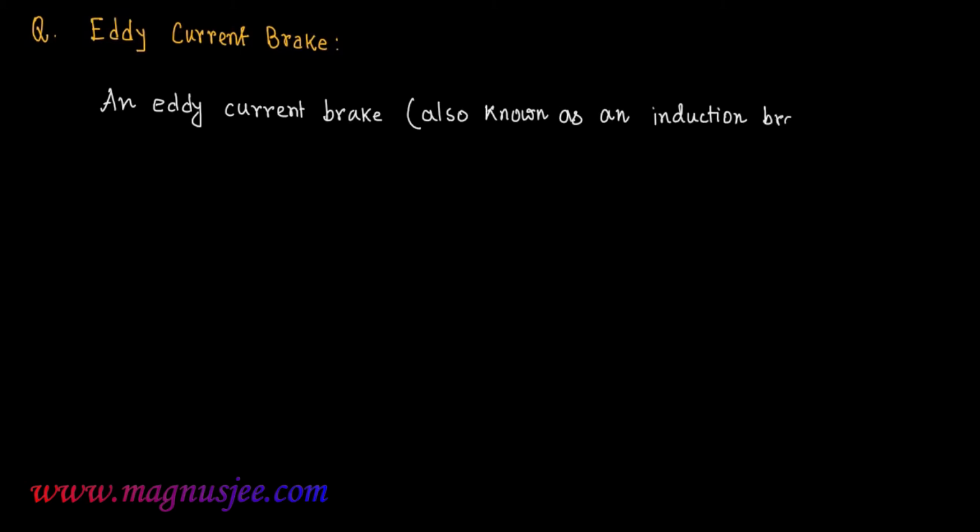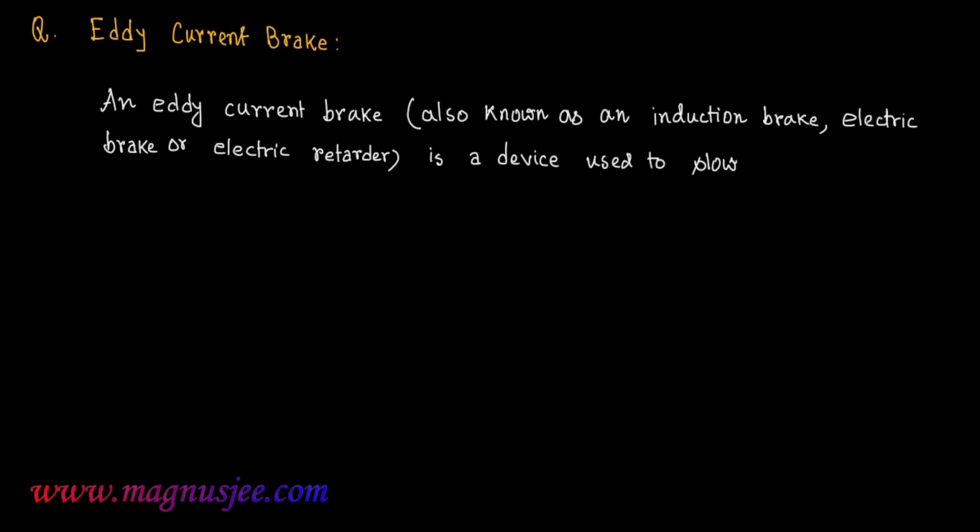Eddy current brake. We have to explain what an eddy current brake is. An eddy current brake, also known as an induction brake, electric brake or electric retarder, is a device used to slow or stop a moving object.